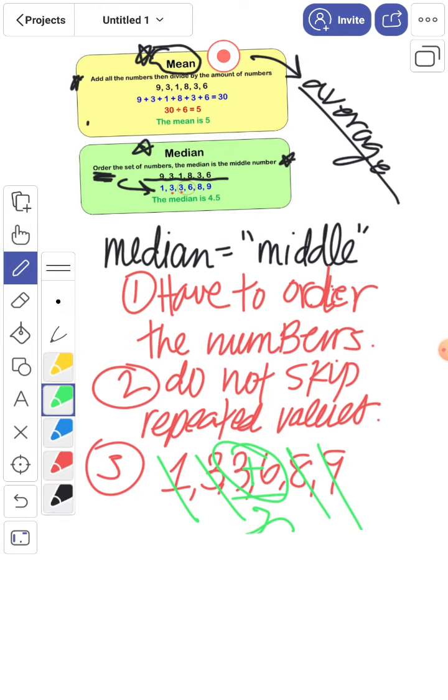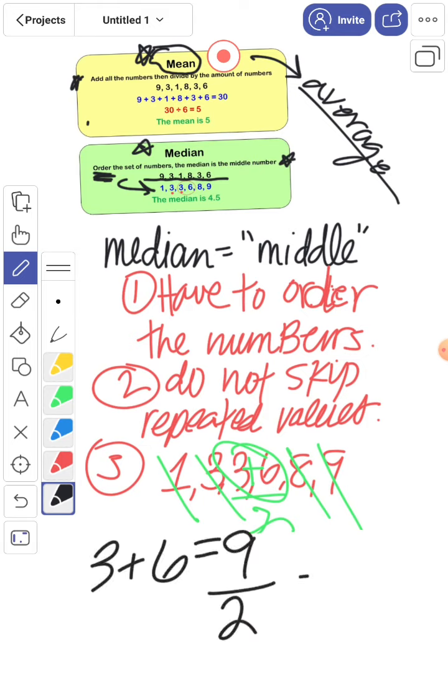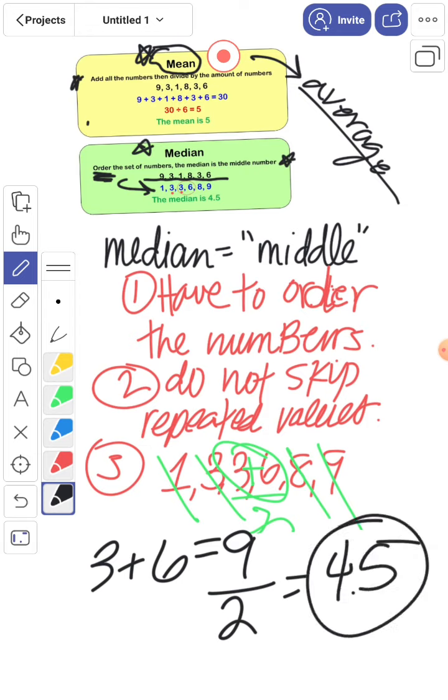I'll show you. So 3 plus 6 equals 9, and then 9 divided by 2 is 4.5. This is the median.